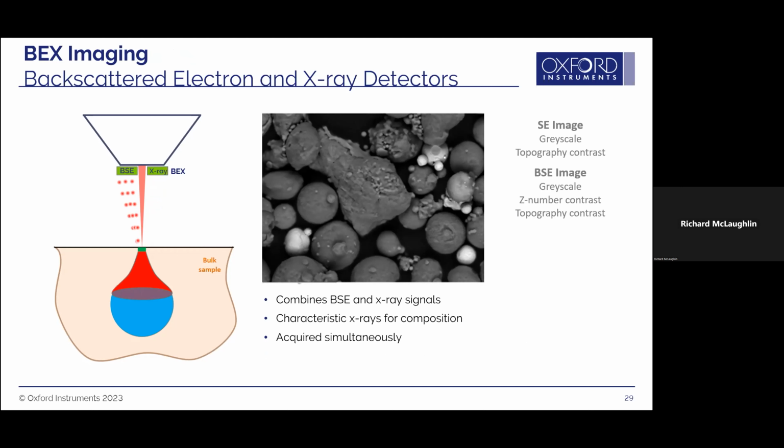So what we've done is combined the backscatter along with the X-ray. And if we combine both, we get a little bit more information in real time about our sample. As you can see, with just the backscatter alone, there was actually a rather unique particle in that sample, one that was maybe a little bit more enriched in silicon than the others. So it combines BSC and X-ray signals and they can be acquired simultaneously.